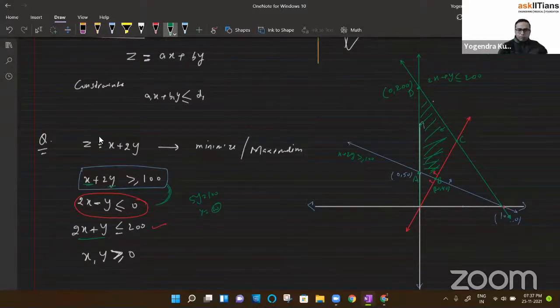What will be the coordinates of point C? We will solve which two equations? These two. So we put y equals 2x again, and we get x equals 50. And y will be 100. So the coordinates of point C are (50, 100). That's it. Okay, we got all the points.